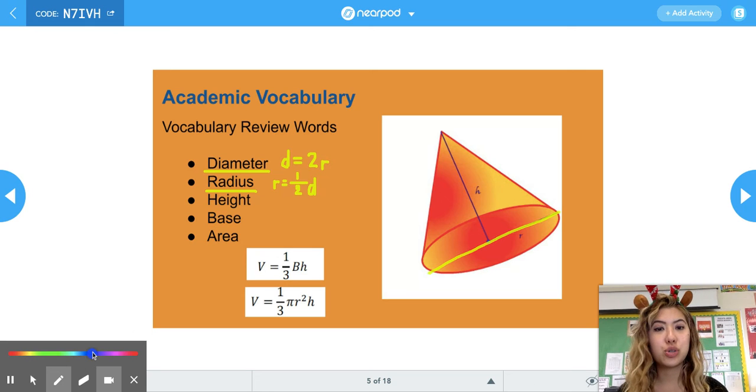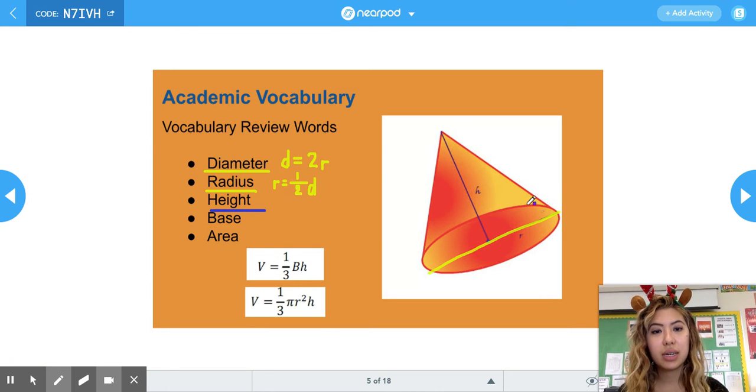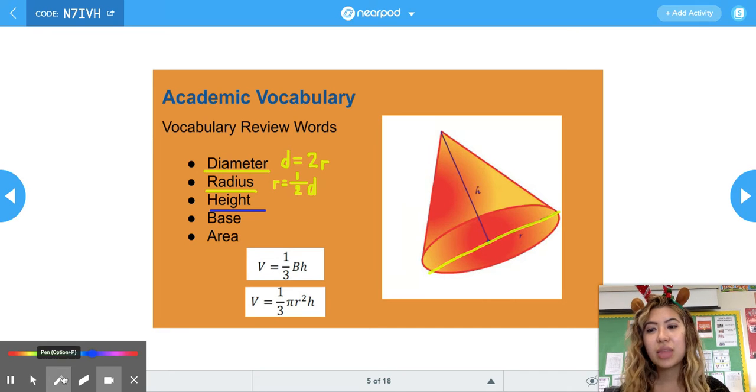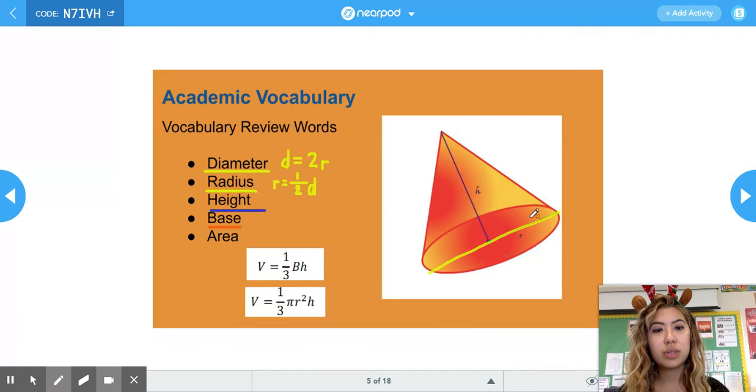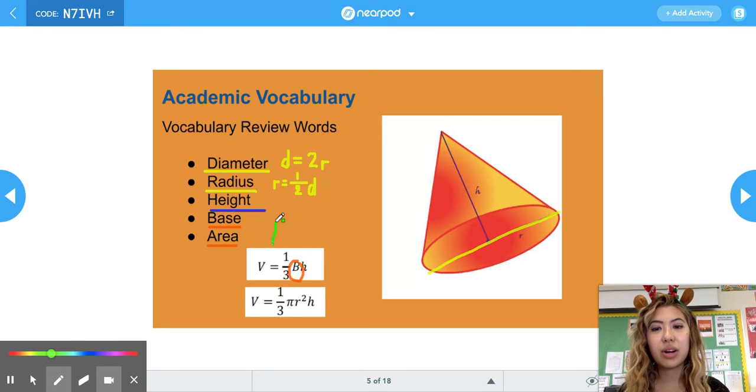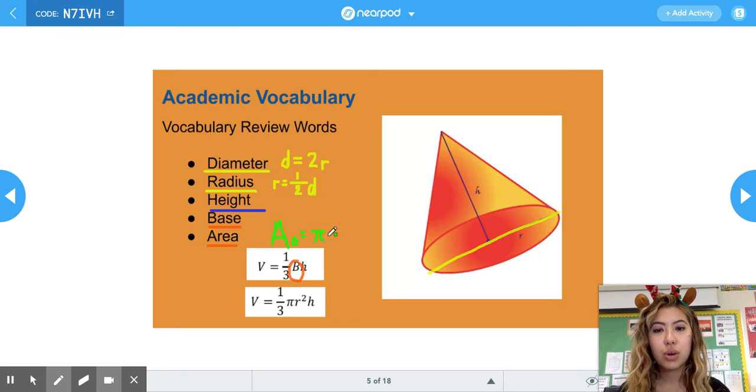Since this is not a 2D shape, it's a 3D shape, there's a height. And in this case, it's this purple line right here. And the base shapes of cones are going to be circles. And so the base area, which is what this uppercase B represents, is going to be the area of a circle. And the area of a circle is pi radius squared.